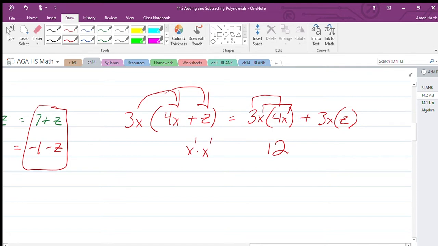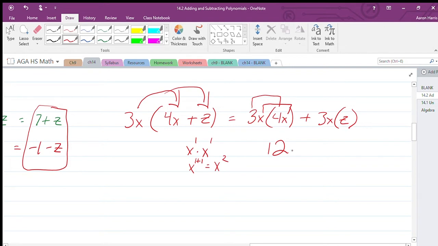What's the power of the other x? 1. If you do not see a power, it's understood to be 1. Whenever I multiply variables together and they're the same variable, what do I do with those exponents? I add them. So when I add them, I get x squared.